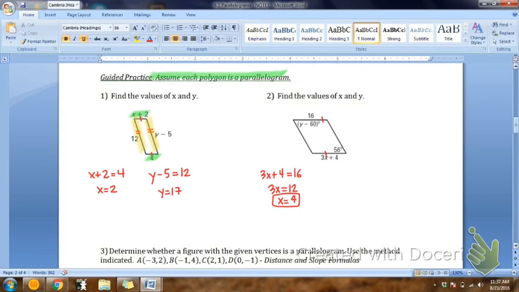We're getting x to be 4. Now we have a rule that we haven't talked about yet, that says in a parallelogram, opposite angles are congruent. So let's go back to the first page. It says ABC, so let's add part D.